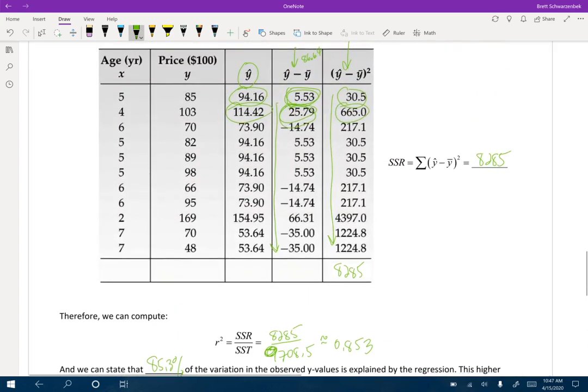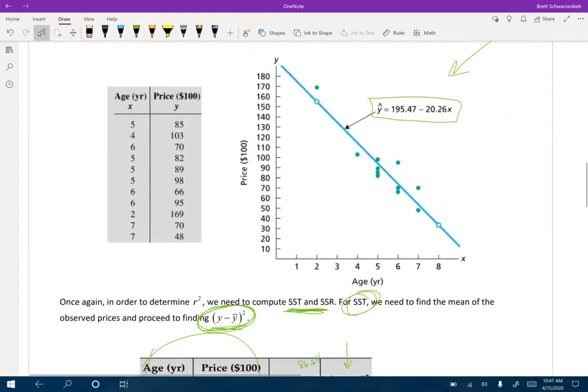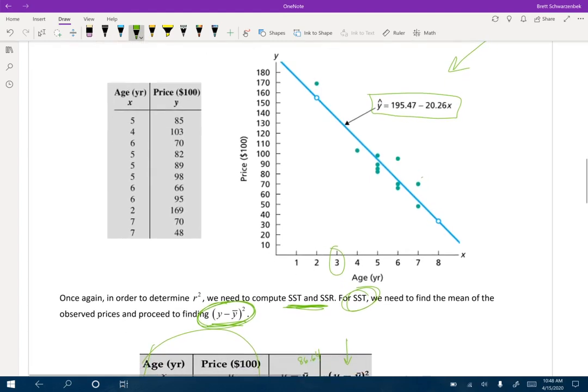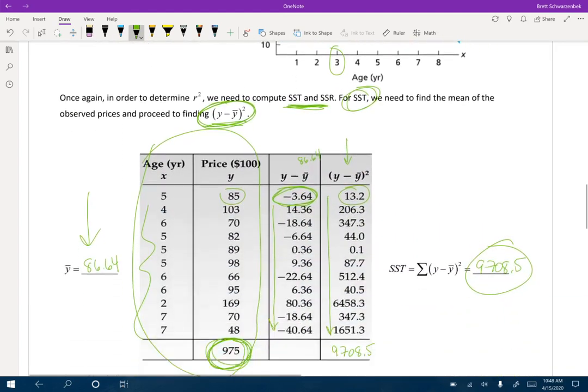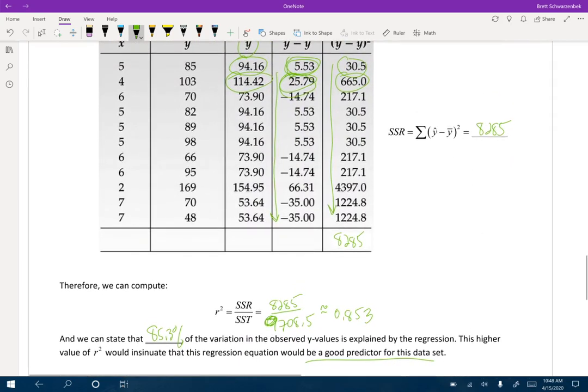So what does that mean? That means that this regression equation is actually quite effective in predicting all points on this line. So if we just took like 3 and we wanted to predict its value, then we would be pretty confident that whatever value we got would end up being the price of that car for that age. So that's the idea when it comes to R squared, where it comes from and how to calculate it.